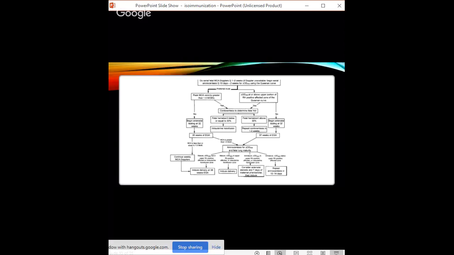And then if your peak middle cerebral artery velocity is not greater than 1.5 MOMs, you begin antenatal testing at 32 weeks. And then you go on to continuing Dopplers, and once those remain negative, you induce delivery at 38 weeks.